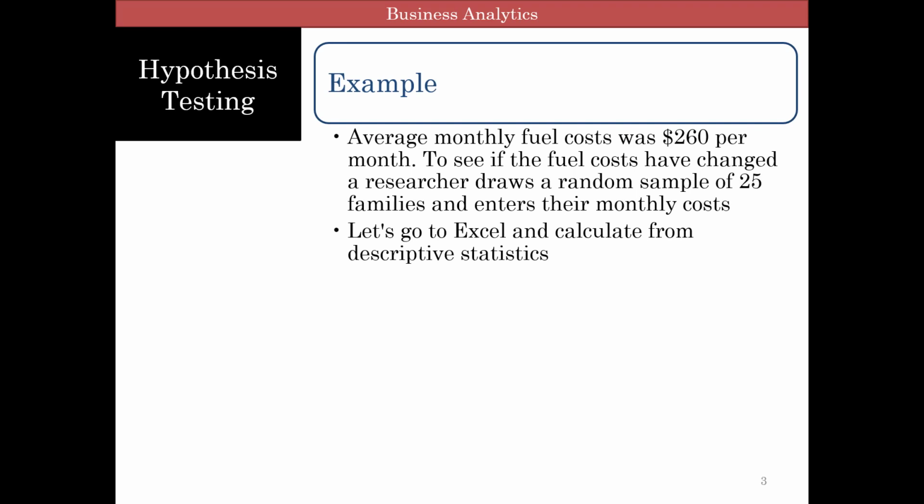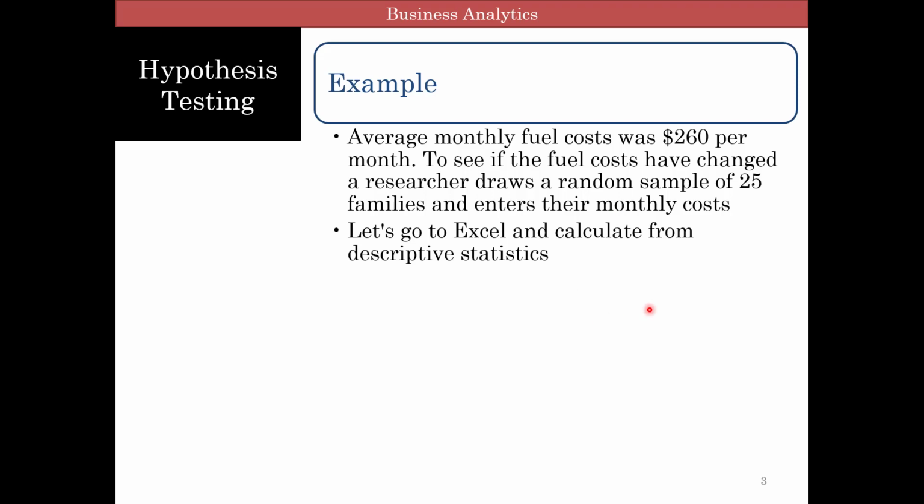We continue with this example of average fuel costs. It's 260 per month, and we are looking to see if fuel costs have changed. So a researcher draws a random sample of 25 and enters the monthly costs. And let's go to Excel right now, and we can calculate their descriptive statistics.